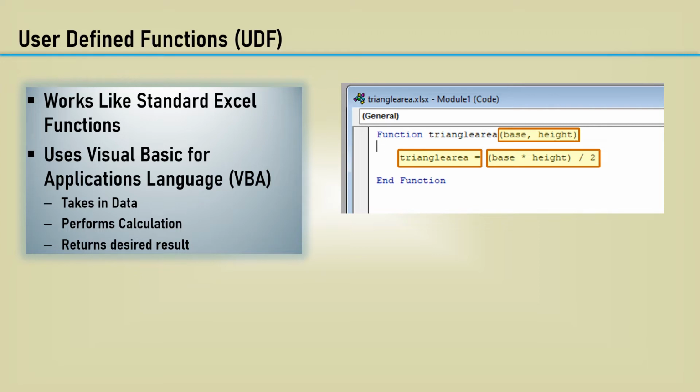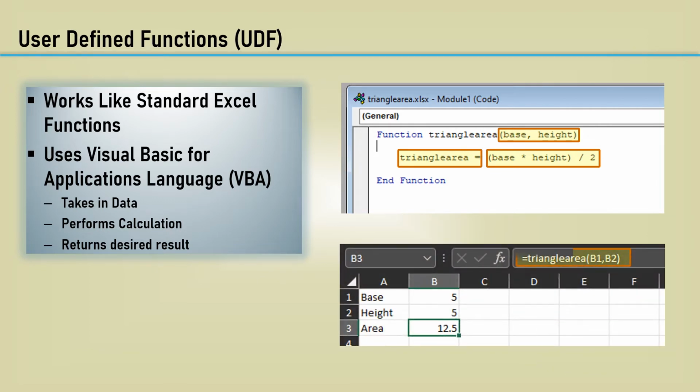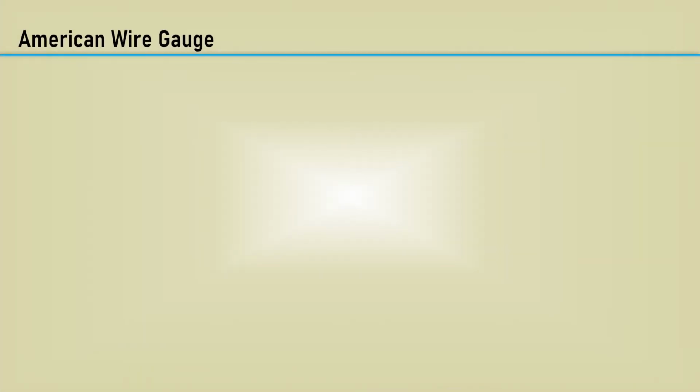As an example, this function calculates the area of a triangle. It takes the base and the height, calculates the area, and returns the result of the triangle area function. It's used in the spreadsheet the same as any other function. We will start with something simple but useful. We will develop a couple of functions related to the American wire gauge.